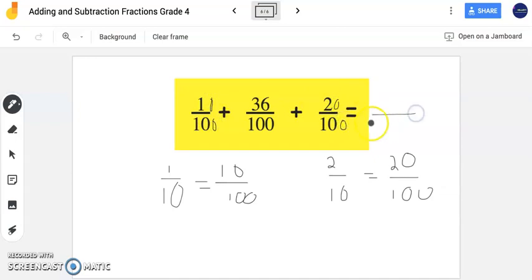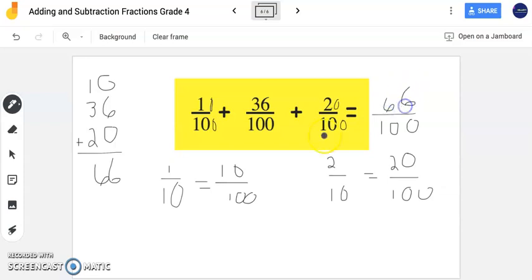Now I know my answer will also have the same denominator of 100, but I need to find my numerator. So what I'm going to do on the side is write 10 plus 36 plus 20. When I add these 3 numbers together, I get a sum of 66. So now that's my new numerator, giving me a final answer of 66 hundredths.